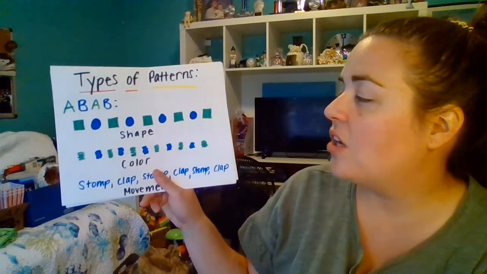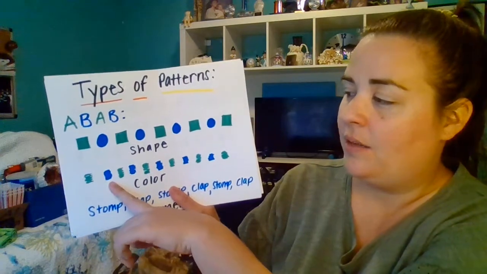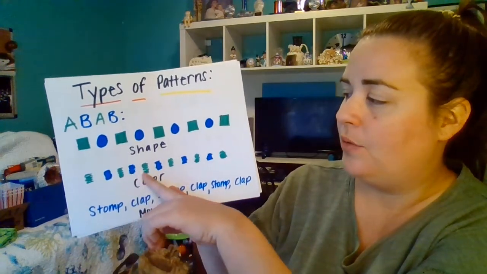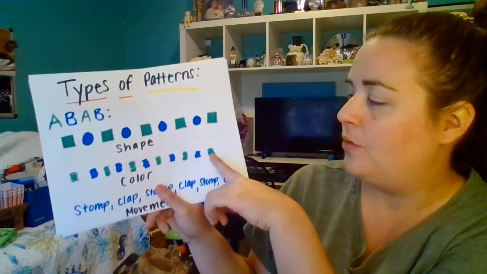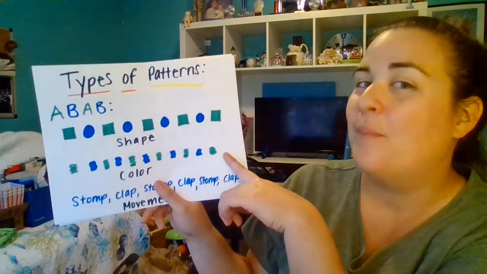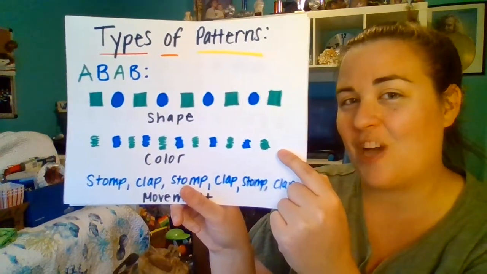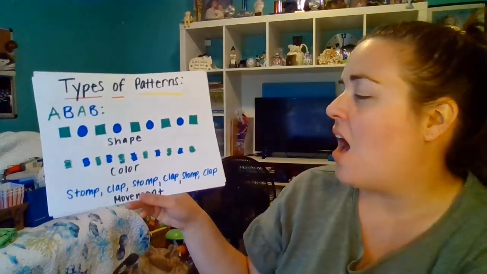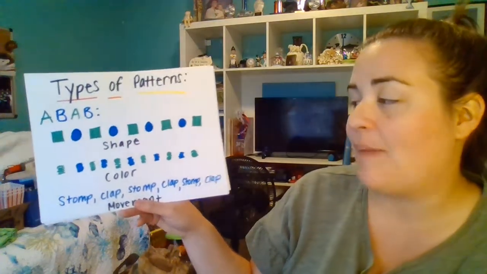All right, next is our color ABAB pattern. Green, blue, green, blue, green, blue, green, blue, green, blue, green, blue. That's right. That's the color that would come next. Good job predicting.